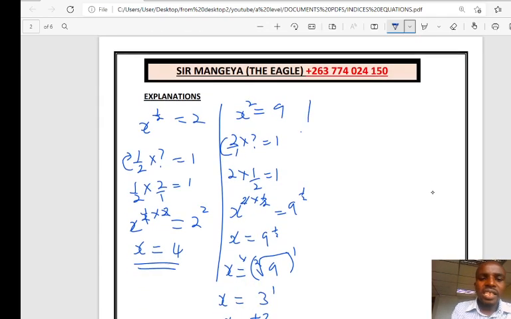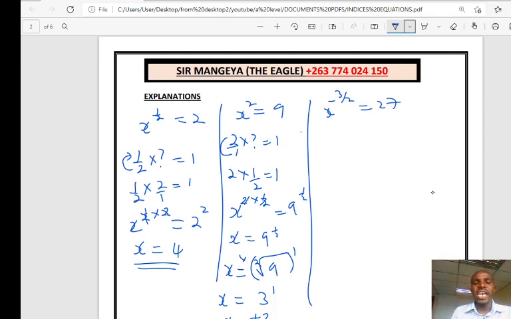Let's say the power was like this: x to the power minus 3 over 2 is equal to 27. For example, the power was negative. Which number, when you multiply it with minus 3 over 2, gives us 1 in this case? It will be the opposite of this one. So for minus 3 over 2, the number is supposed to be 2 over 3. Then if the power is negative, the number is also supposed to be negative. So that negative will cancel out.